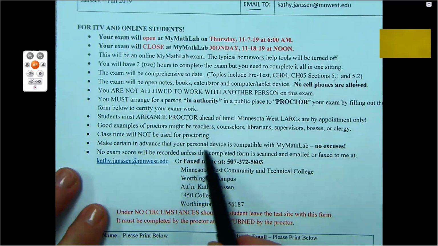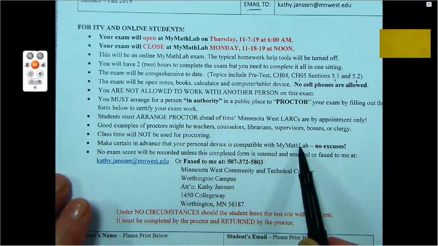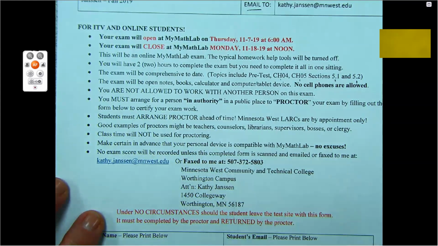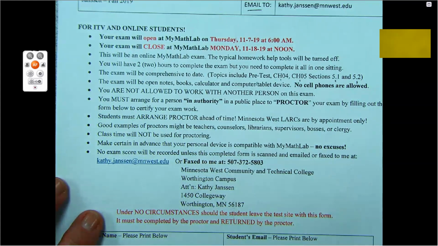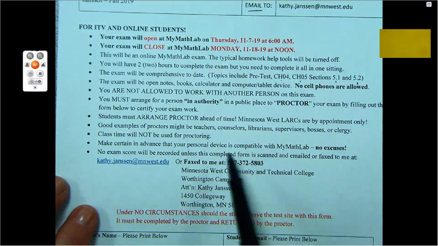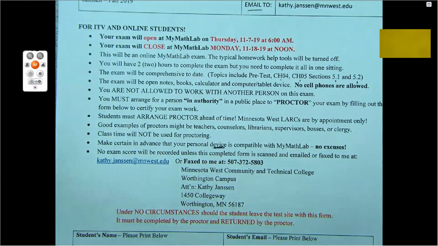Make certain in advance that your device is compatible with MyMathLab. Once you start the exam, it will grade 0. There's not a second attempt. So make sure that your device is compatible. Minnesota West Lark computers are compatible with MyMathLab.